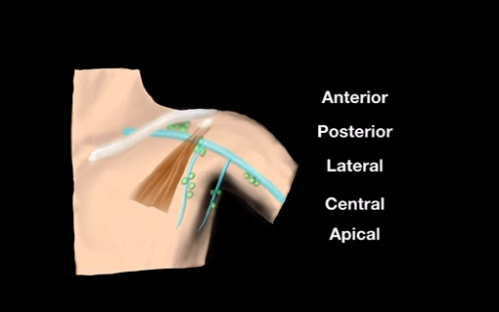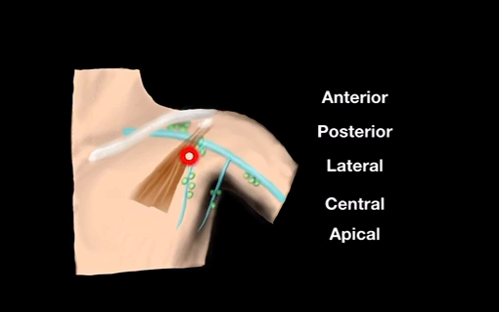So these lymph nodes can also be classified into level 1, level 2 and level 3 according to their relation to the pectoralis minor muscle. So all the lymph nodes which are below the pectoralis minor are level 1 lymph nodes. So if the carcinoma metastasis to these lymph nodes, the prognosis is relatively good.